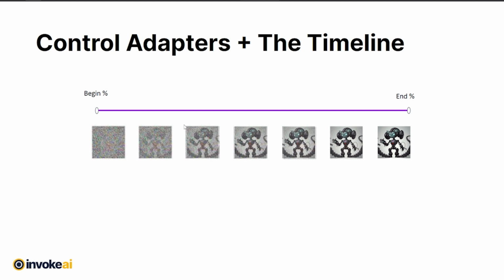But an important thing to understand is that control adapters applied early to the generation process will have a much bigger impact on the general structure and composition of the image, and control adapters that are applied at the end of the generation process will more so impact the specific fine details of the image as it's finishing out the denoising process. So let's see what happens when we add a control adapter to this robot generation that I've got.